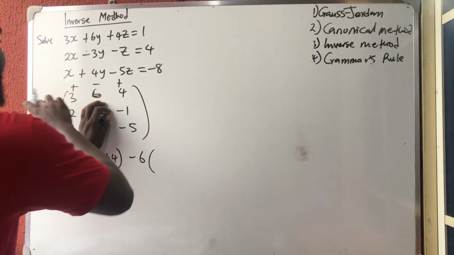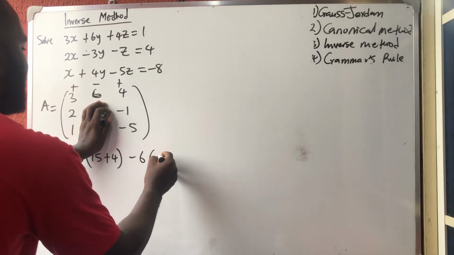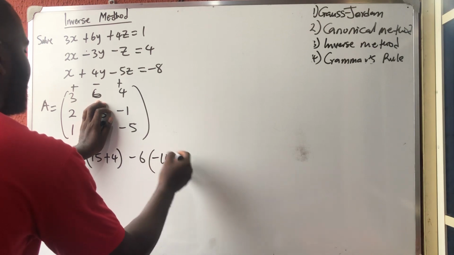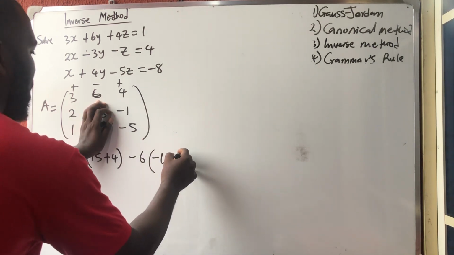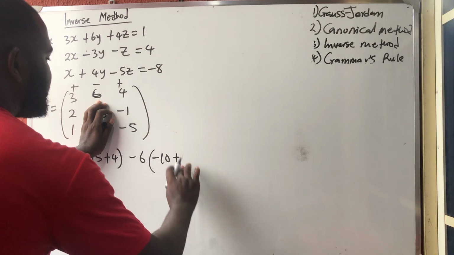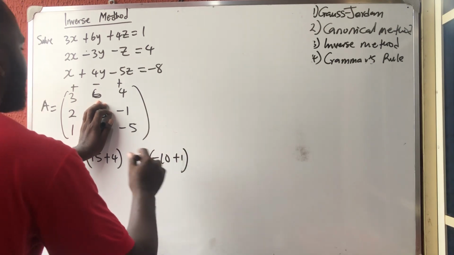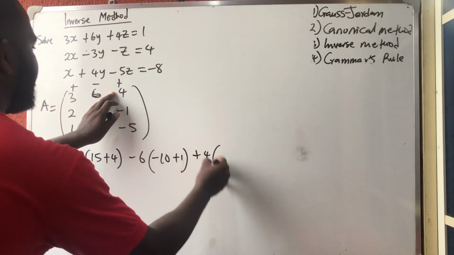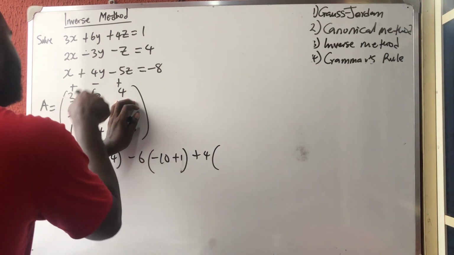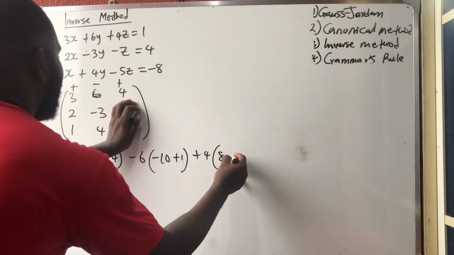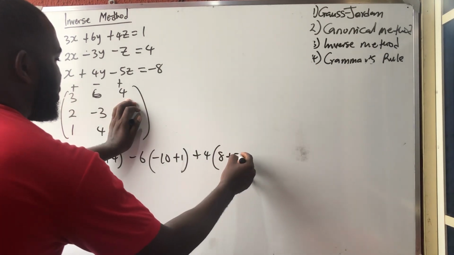So I'm left with these two, left, right. This time this will give you minus 10 minus, this time this will give you minus 1, which will make it plus 1. Plus 1. Okay, then finally plus 4 in bracket of, closing here, left, right. This time this will give you 8 minus 3, which will make it plus 3.